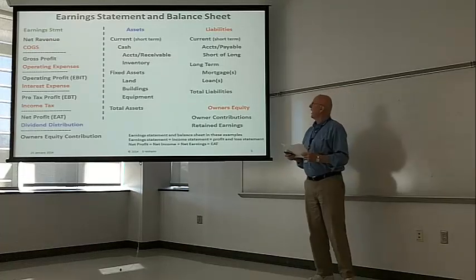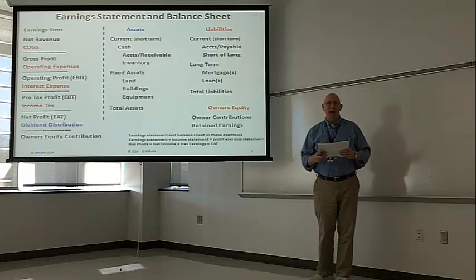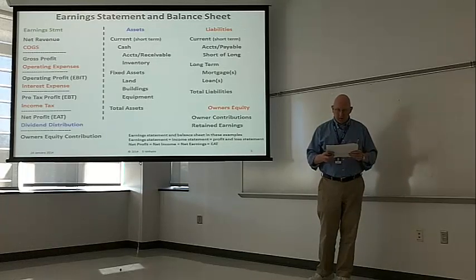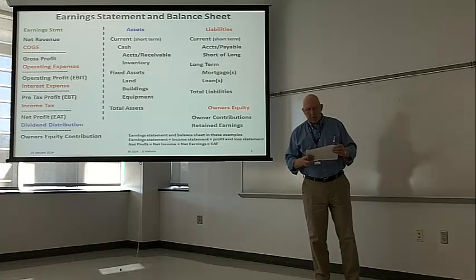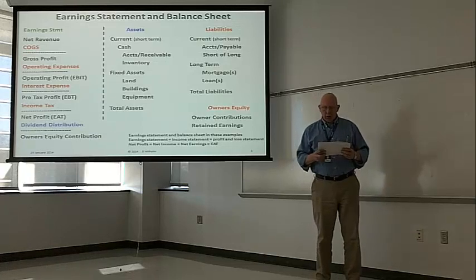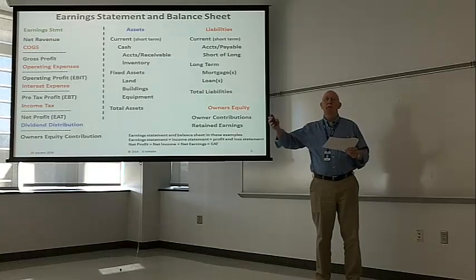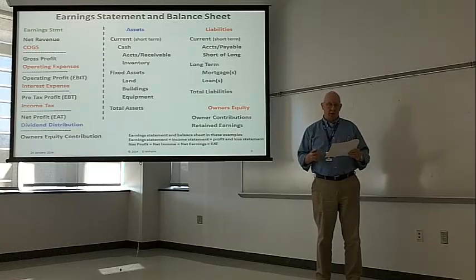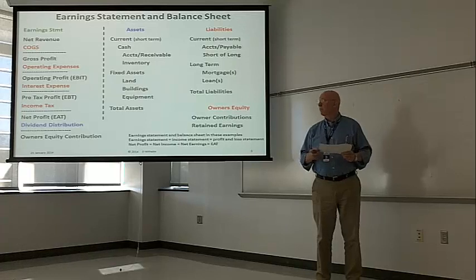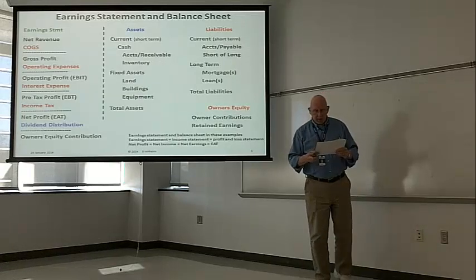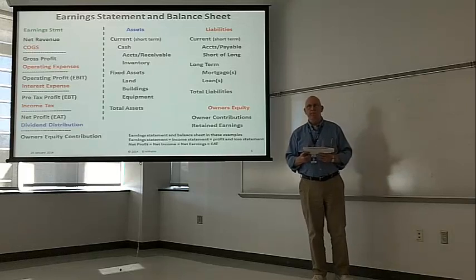On the liability side, we have current and long-term liabilities, which pretty much match the assets. Current, we have accounts payable and the current share of the long-term liabilities. That is, there may be a portion of the long-term liabilities that we have to pay this year. That will show up in the current or short-term liabilities. Long-term, we might have a mortgage, we might have a loan. And add those together and you get the total liabilities.